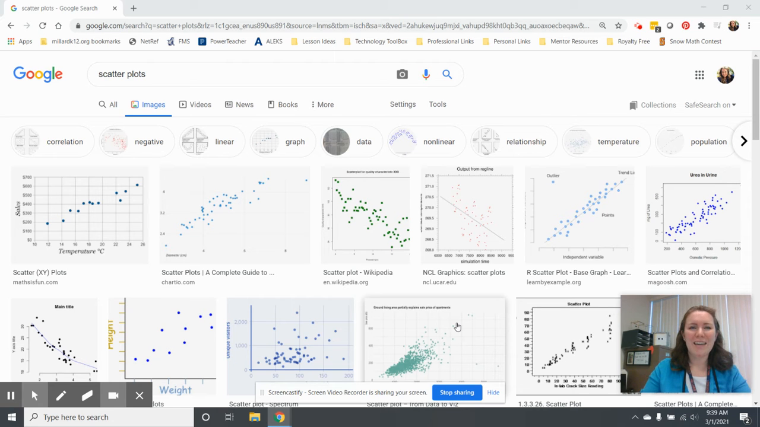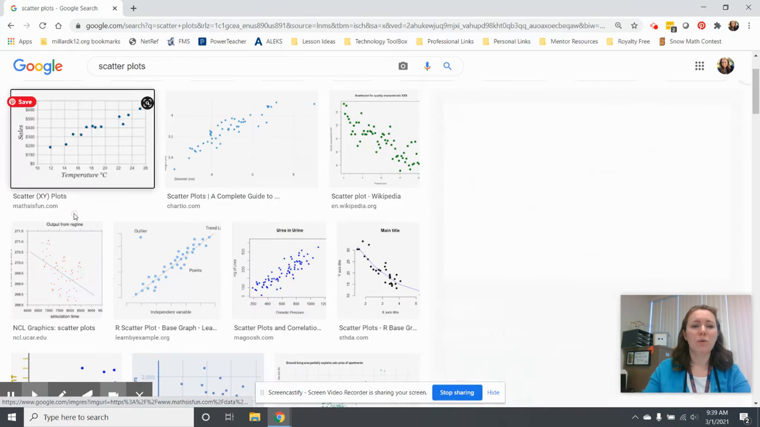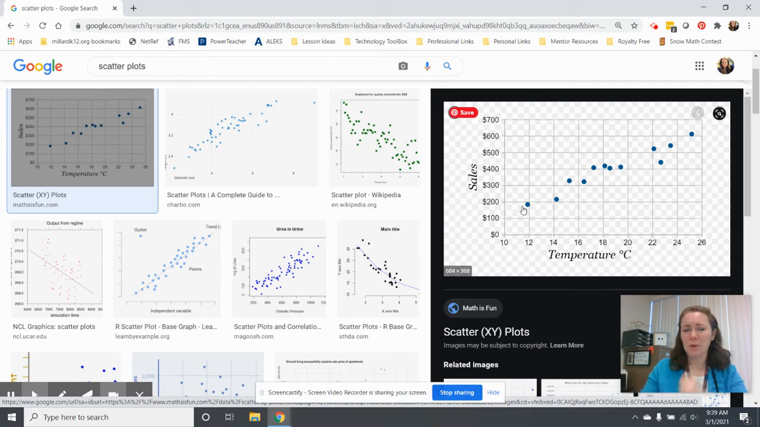Hi, today we're going to talk about scatter plots. What I have up on my screen are a whole bunch of scatter plots, and we're going to talk about a few of them. For example, let's take a look at this first one.